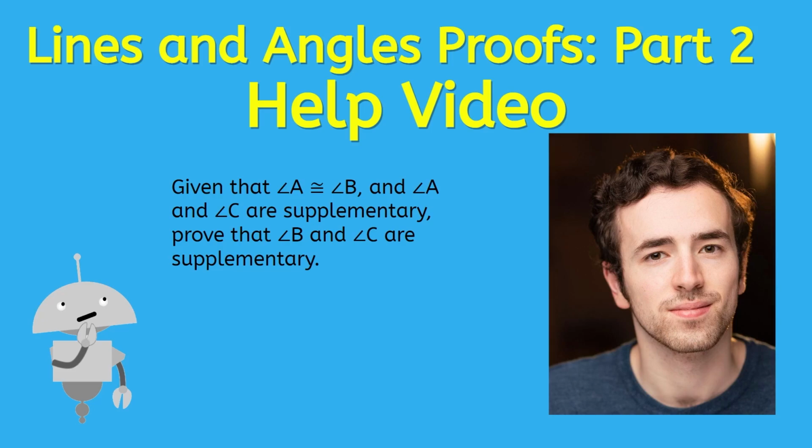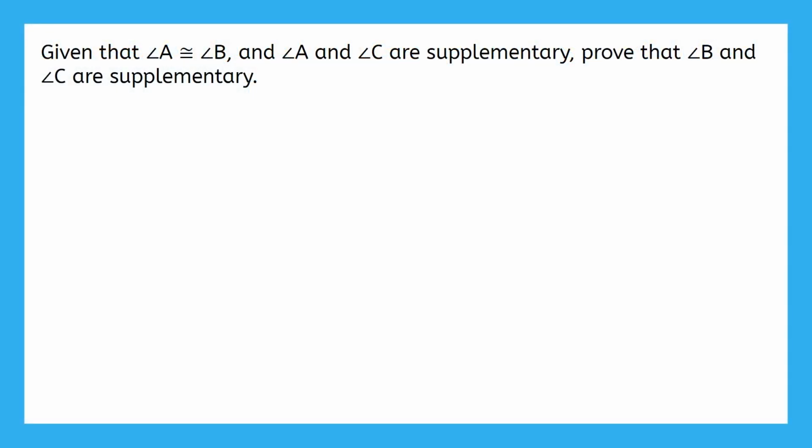This help video is going to go over how to create the flowchart for the second proof within additional practice for the lines and angles proofs part 2 lesson. So this proof says, given that angle A is congruent to angle B, and angle A and angle C are supplementary, prove that angle B and angle C are supplementary.